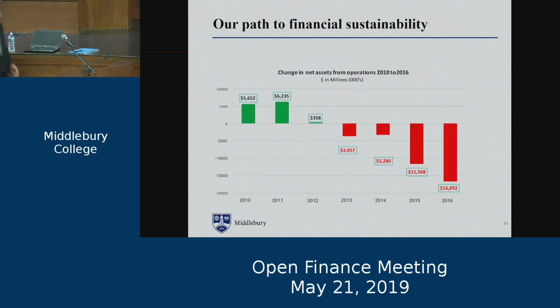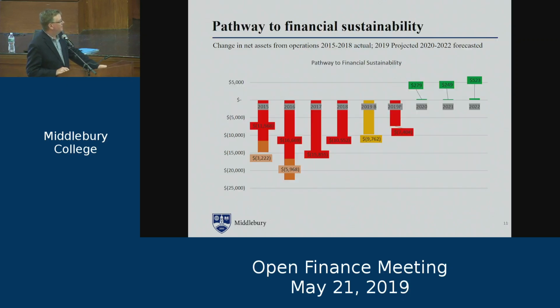So this slide is something that was in the Road to Financial Sustainability. This showed the performance. So in 2010, you can see a surplus of 5.6 million. 2011, 6.2, 358,000, 2012, and then you can see the deficits growing 13, 14, 15, 16. When you add in the strategic reserves that were also taken down, the 5.9 million in 2016 and the 3.2 million in 2015, you can see the actual losses were even greater, and you can see the steady improvement.